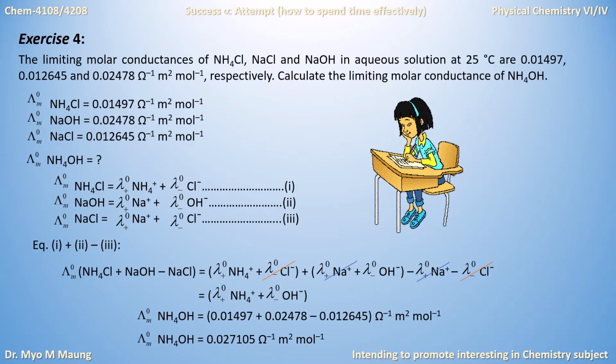As so, when 0.01265 is subtracted from the sum of 0.01497 and 0.02478, it will finally be obtained that lambda molar infinite of NH4OH equals 0.027105 per ohm, square meter per mole.